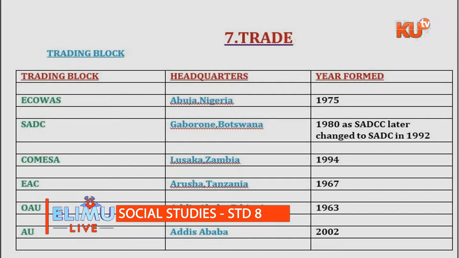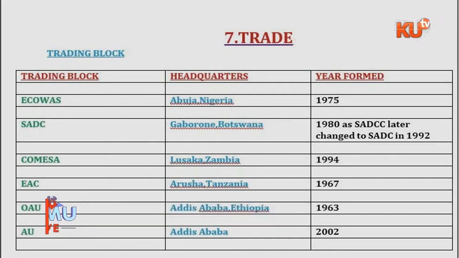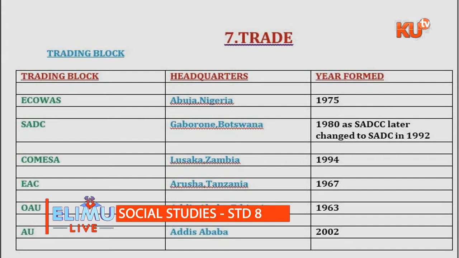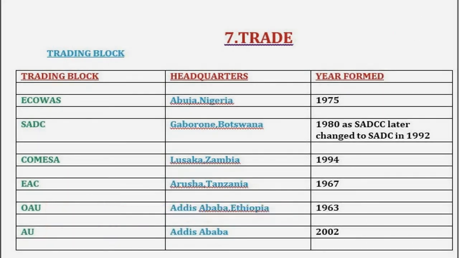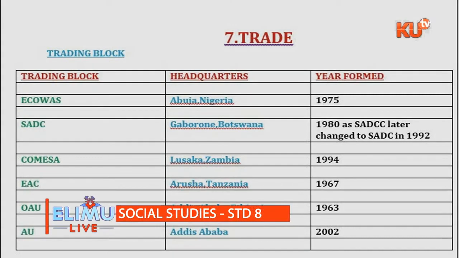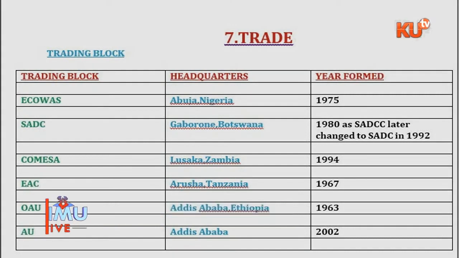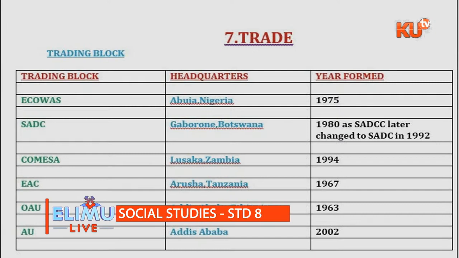We have four trading blocks, that is ECOWAS, SADC, COMESA, and EAC. I only indicated OAU and AU because they are somehow related to that. So as a candidate, you should be able to know the headquarters and the years that they were formed, as you can see on the screen. But I want you to note about SADC, that it was formed in 1980 as SADCC, but it later changed to SADC in 1992. TY quiz for you.